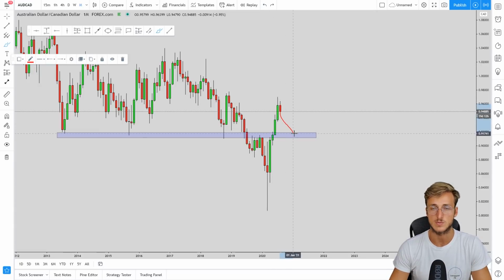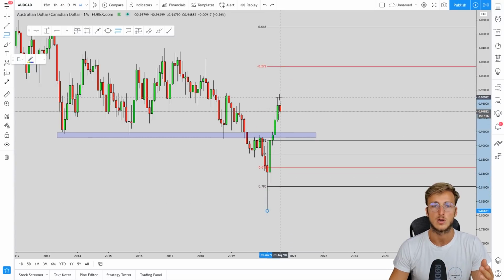And what we can also notice from the monthly time frame is that, as usual, if you want information on a retracement in the market, where are you supposed to be taking your Fibonacci? You're supposed to be taking your Fibonacci from the low to the high of the impulse.